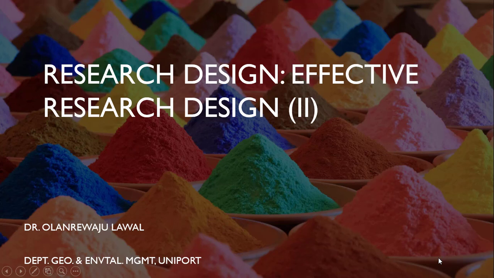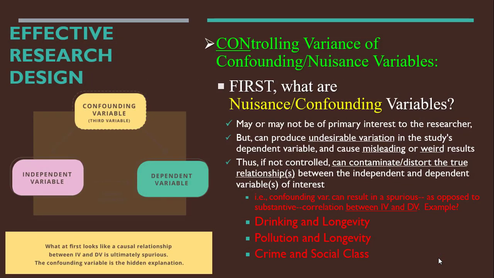So we have looked at maximizing systematic variance as a measure of making sure we have an effective research design. We have looked at minimizing the error variance as another method of having an effective research design. So now let's move on to controlling for confounding variance.